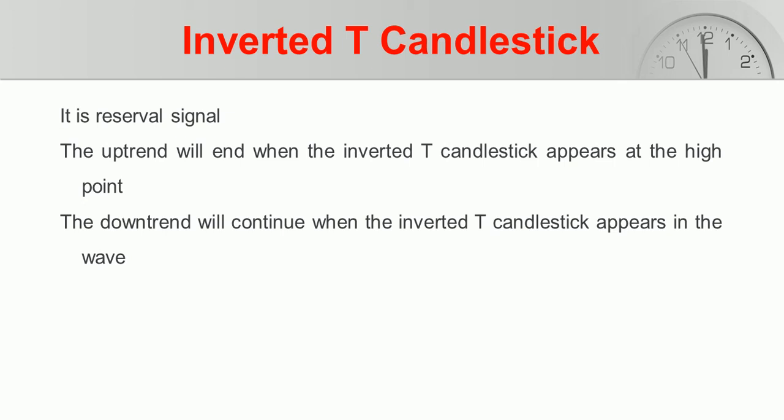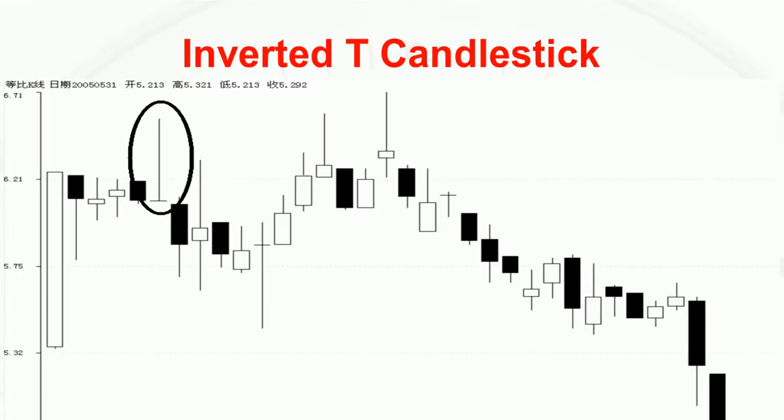Let's see the next one, the inverted T candlestick. It is a reversal signal. So you should know if this candlestick appears, this is the reversal signal. The uptrend will end when the inverted T candlestick appears at the high point, and the downtrend will continue when the inverted T candlestick appears in the wave. So what does that mean? Let's see this chart. Here, this is the inverted T candlestick.